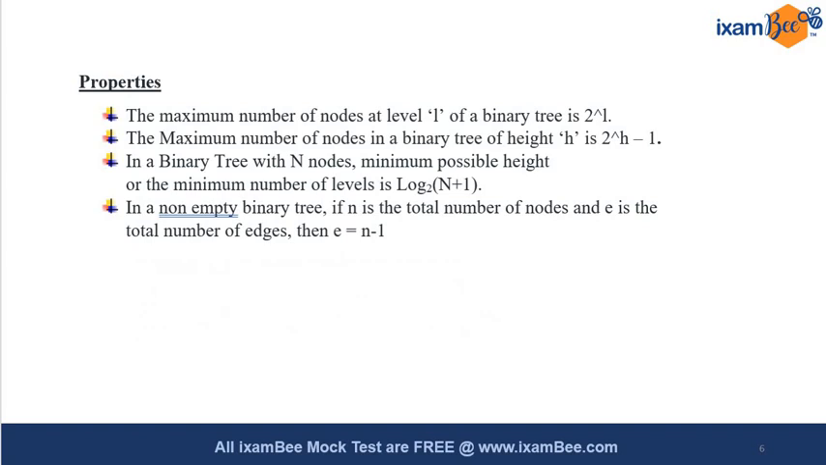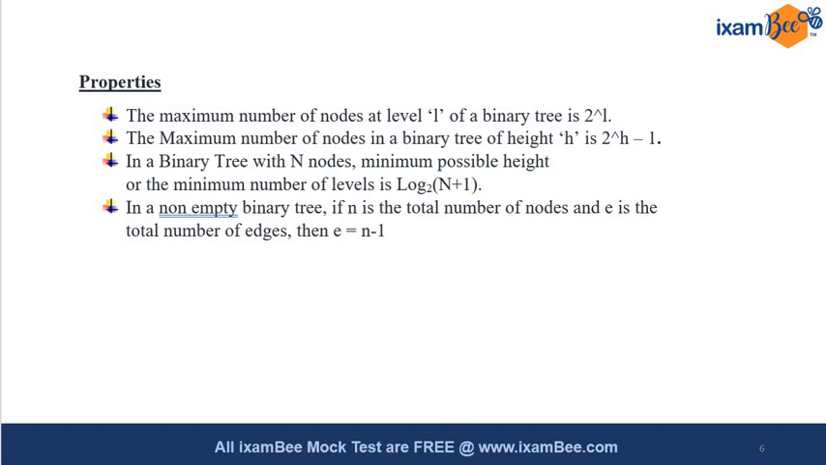Now coming to the properties, which is the last slide of this video, these are the things you need to take care of to understand the tree in a better manner. The maximum number of nodes at any level L of a binary tree is 2 to the power L. So if I give you any level of the tree and ask how many nodes there are, that is the maximum number of nodes, so you have to tell me 2 to the power L. Then the maximum number of nodes of a binary tree of height h is 2 to the power h minus 1. That is the number of nodes that the binary tree will contain at height h.